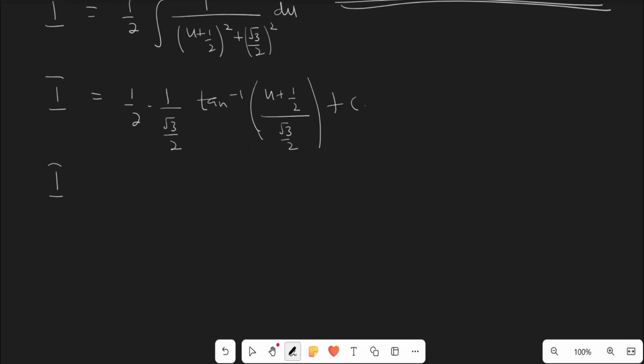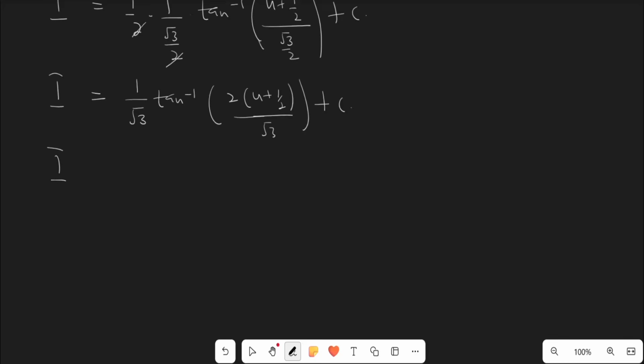Now let's rearrange this one. This will cancel that, and allow 1 all over the square root of 3. The tan inverse of this is 2 times u plus 1/2 all over the square root of 3 plus the constant of integration. So I is going to be 1 over the square root of 3 tan inverse of, multiplying inside, is going to give you 2u plus 1 all over the square root of 3 plus the constant of integration. We are not done.